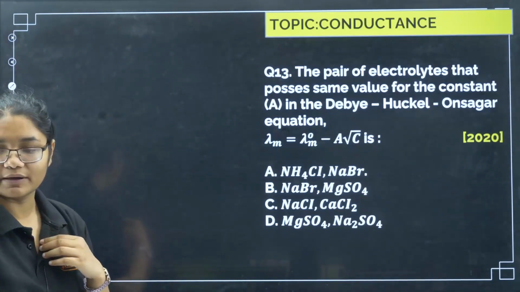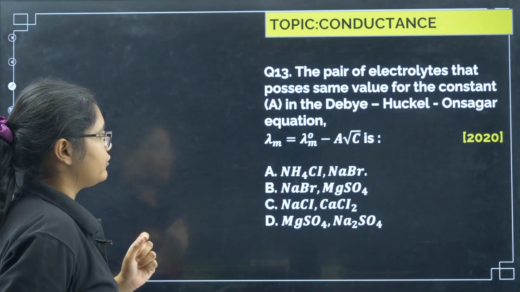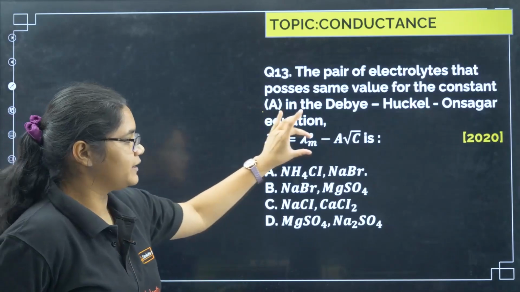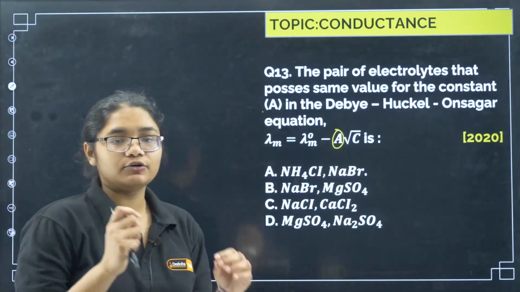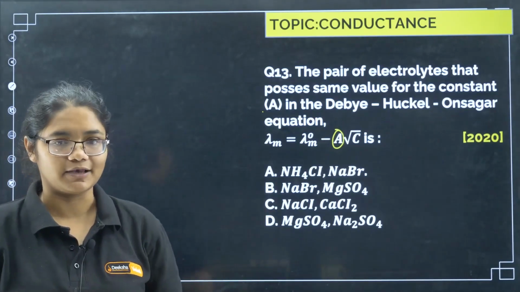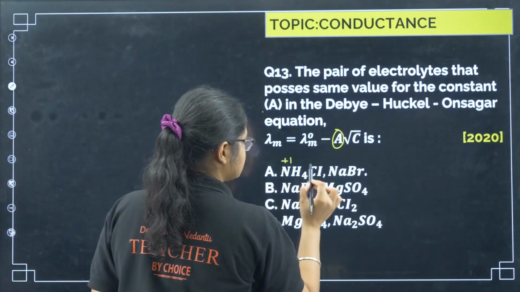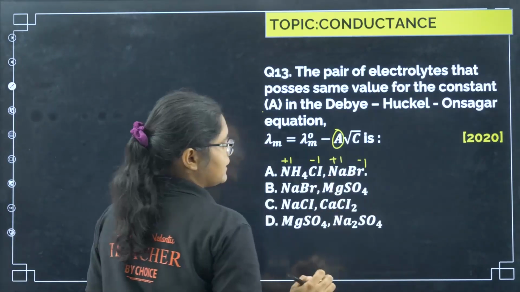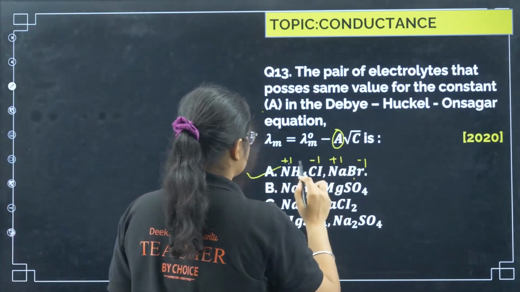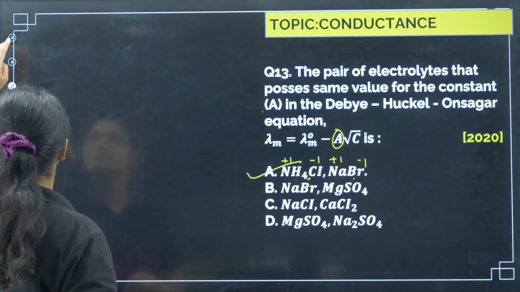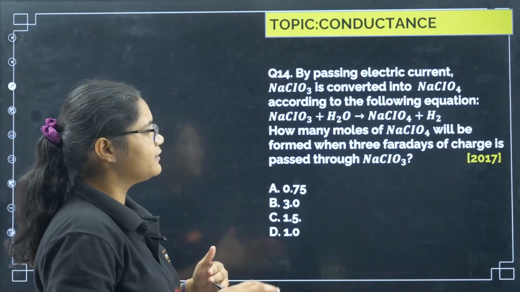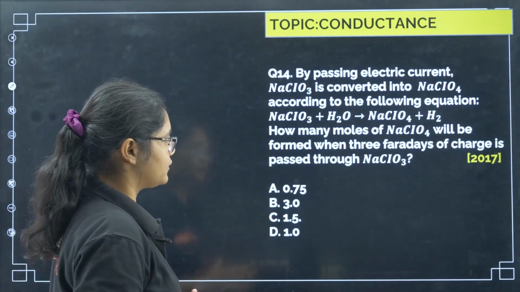Okay. Next is question number 13 here. The pair of electrolytes that possess the same value of A in the Debye-Huckel-Onsager equation. In this equation, this A is a constant, and if the two electrolytes have the same positive charge and the same negative charge, then they will have the same A value. For example, NH4 plus is there, Cl minus is there, Na plus is there, Br minus is there. Cation charges are the same, anion charges are the same, right? So that is why the A value will be the same for both of them. Option number A here.